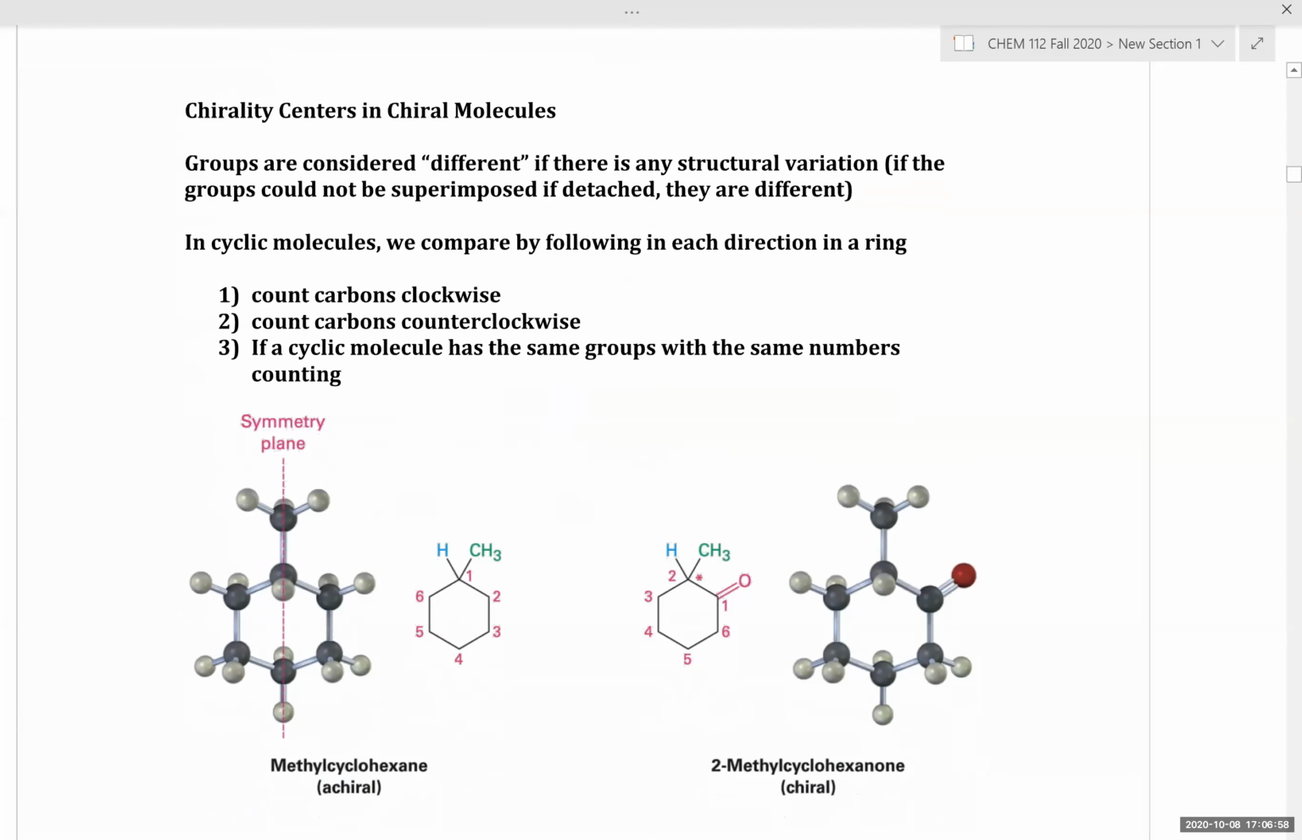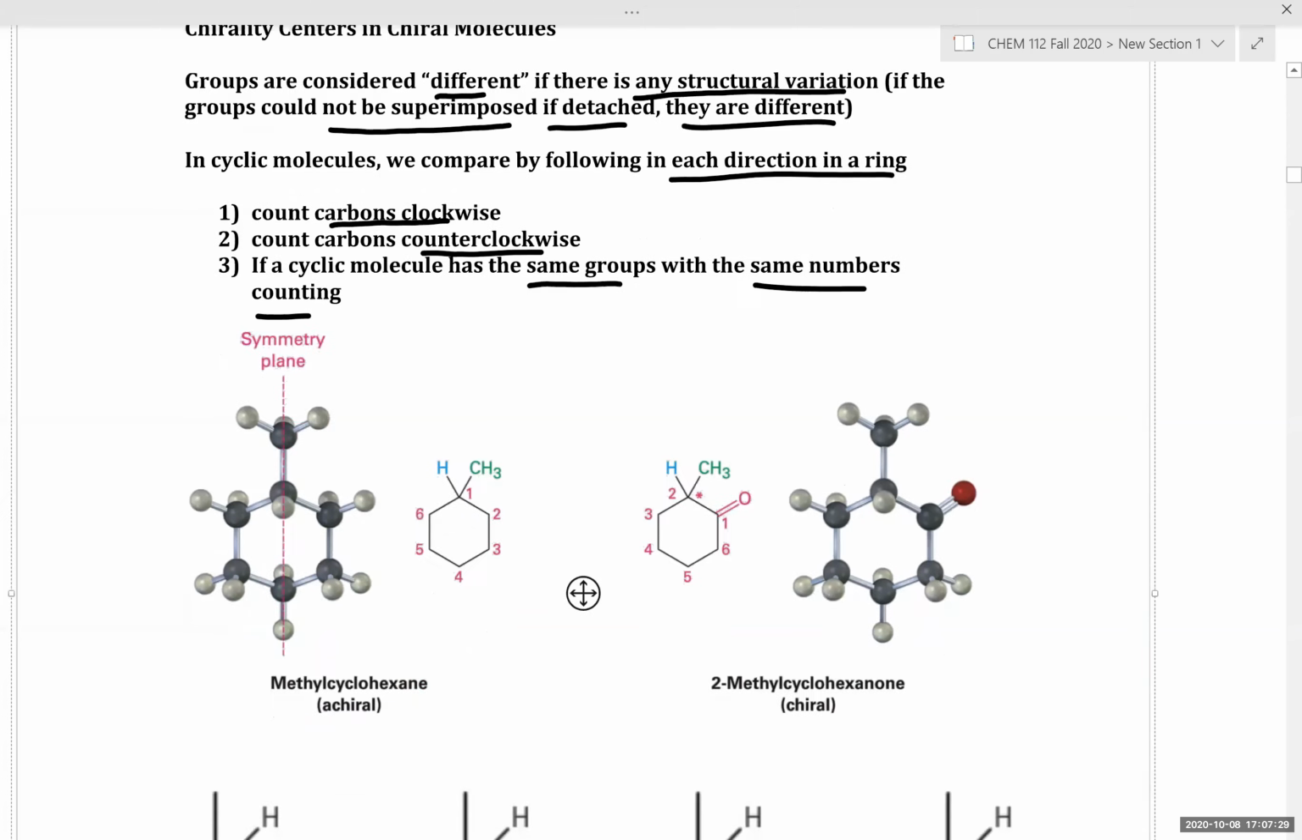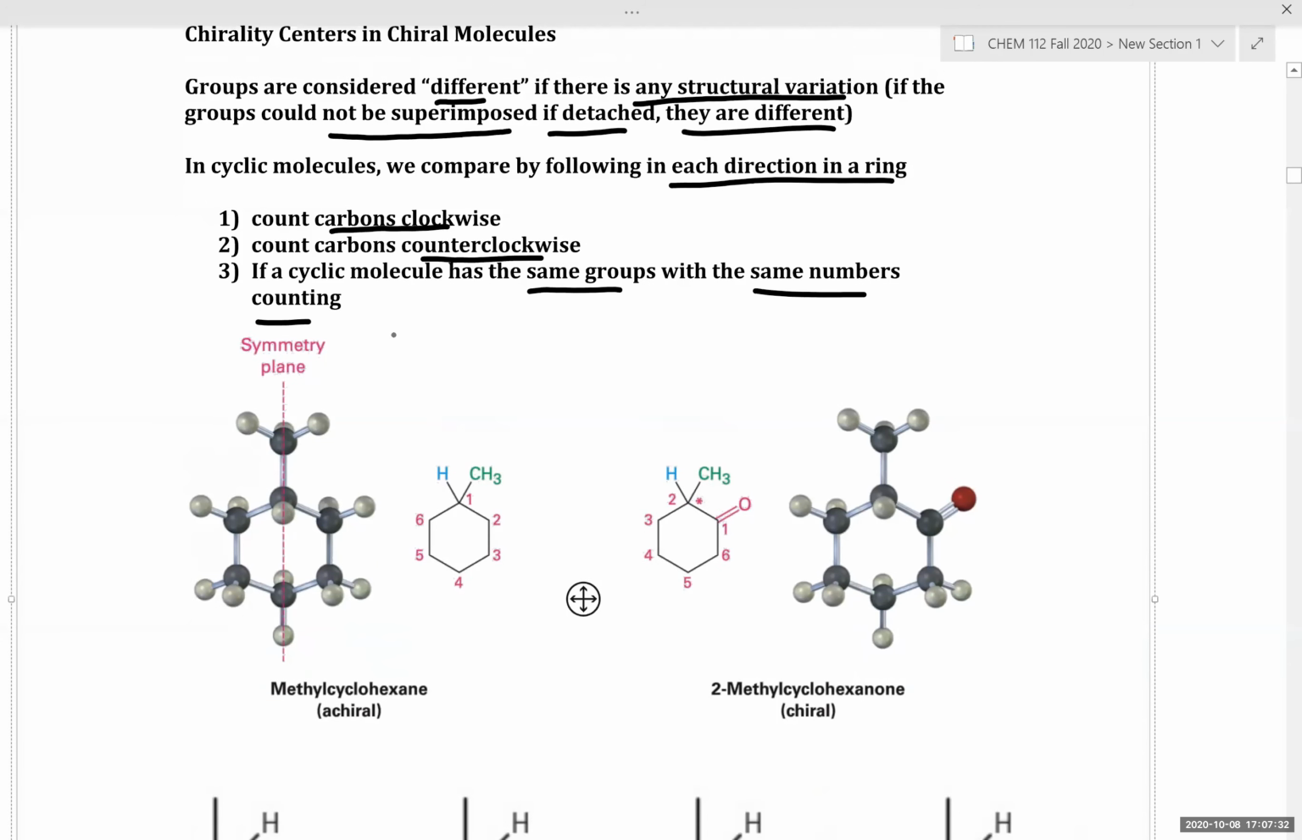So thinking about chirality centers in chiral molecules, groups are considered different if there is any structural variation. If the groups cannot be superimposed, if detached, they are different. For cyclic molecules, we can compare by following in each direction across a ring and counting our carbons clockwise and counterclockwise. If the cyclic molecule has the same groups with the same number counting, then we can conclude that the center is not chiral.